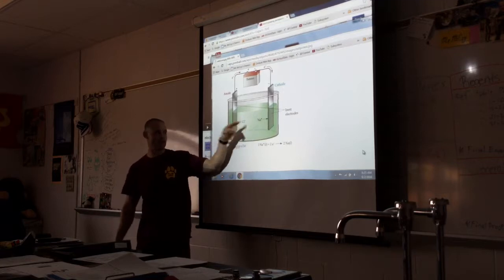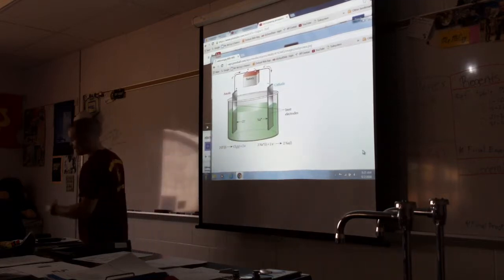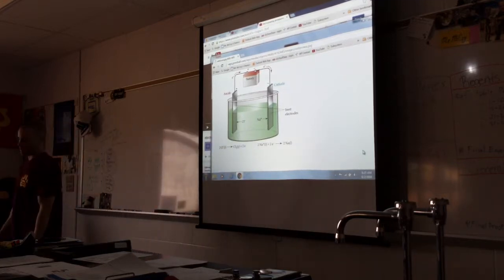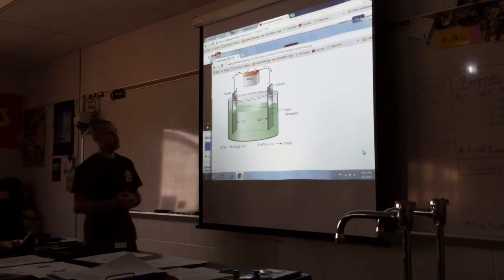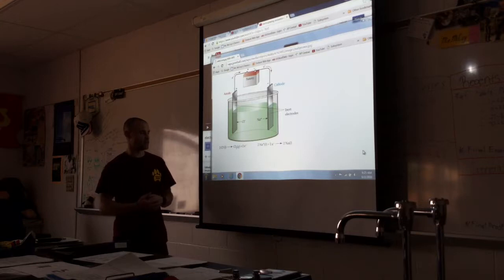You have Na+, Cl- ions. When you melt ionic solids and they're in a liquid form, their ions are free to move around. So kind of works the same way, conducts electricity.